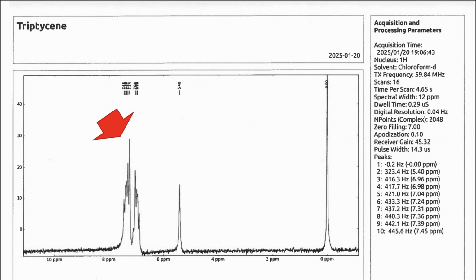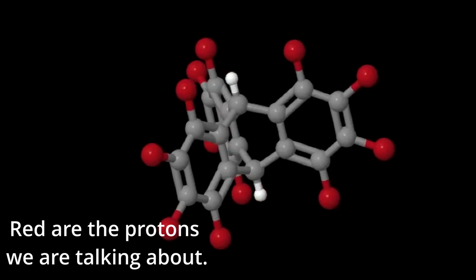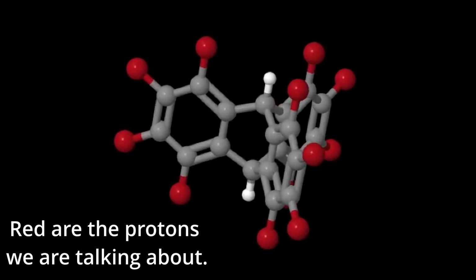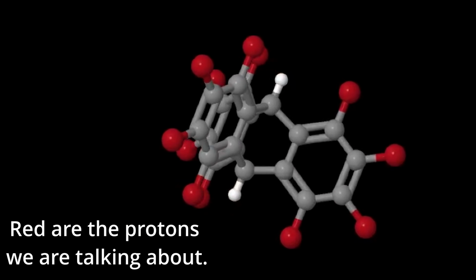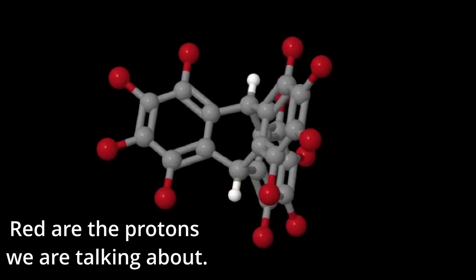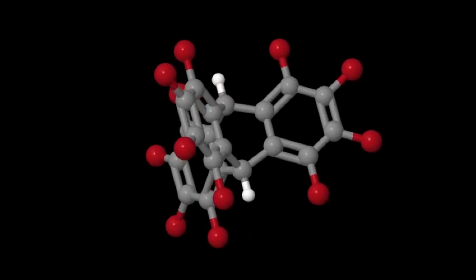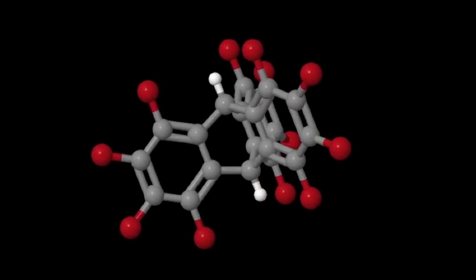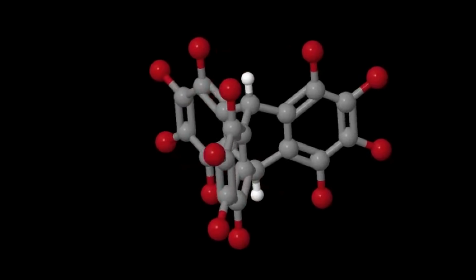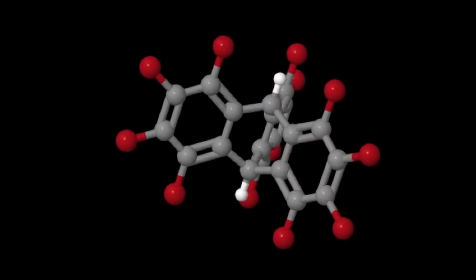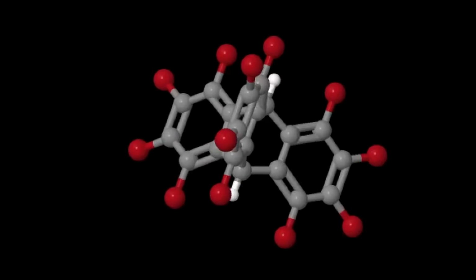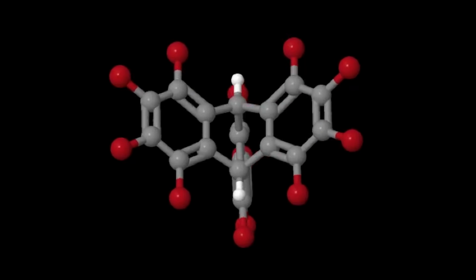There are 10 distinct signals listed from 7.44 down to 6.89 parts per million. Triptycene's 12 aromatic protons often give a complex multiplet pattern spread roughly between 6.8 and 7.5 parts per million. In a perfectly symmetrical world, you might expect fewer than 10 distinct resonances. However, small symmetry breaks, overlapping multiplets, and coupling patterns commonly cause the appearance of more distinct peaks.